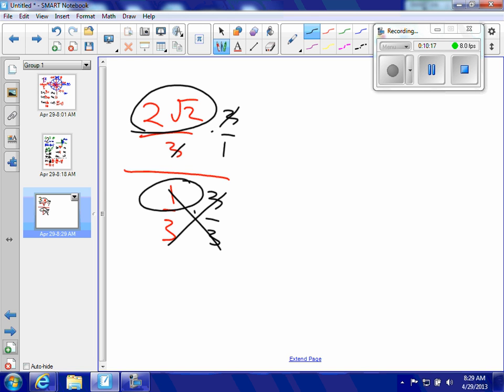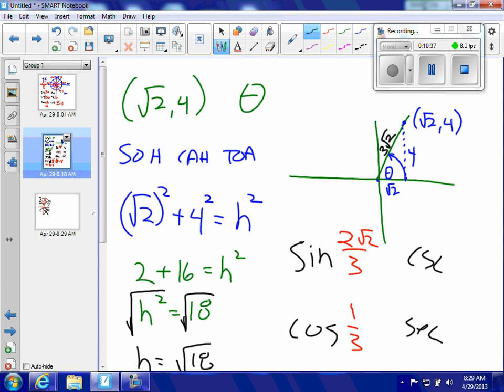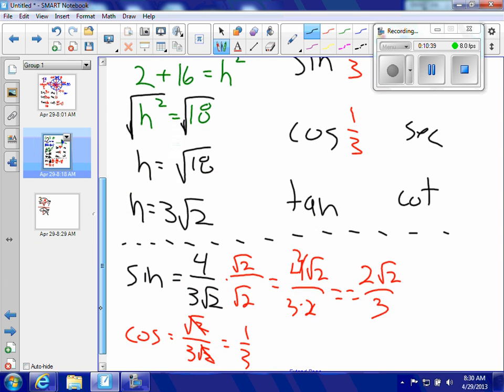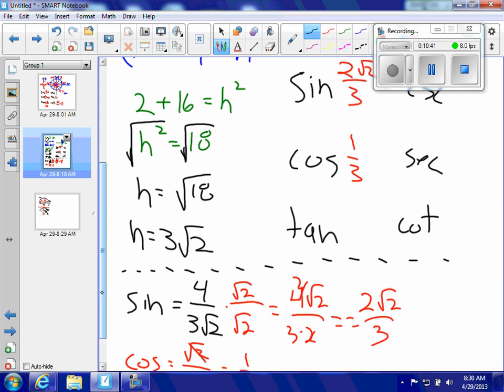Yes? Okay, so I have a question. For me, I think it's kind of hard to put the fraction over the fraction. So I just put the opposite over adjacent, which is the same thing. It's fine. Opposite over adjacent is fine. Okay, so I get my tangent as being 2 radical 2. So my tangent is 2 radical 2.